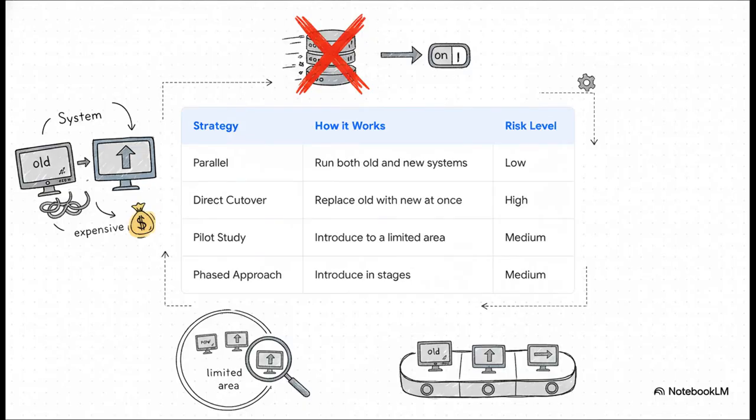Speaking of moving in, once the system is built and tested, you have to actually start using it. This is called conversion, and there are basically 4 ways to handle it. You could run the old system and the new system at the same time. That's called parallel, and it's low risk, but really expensive. You could just flip a switch, turn off the old, turn on the new. That's direct cutover, and it's super risky. Or you could be a bit more cautious, maybe with a pilot study in just one department, or a phased approach where you roll it out piece by piece.